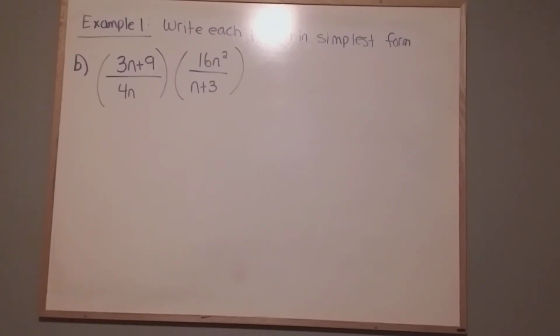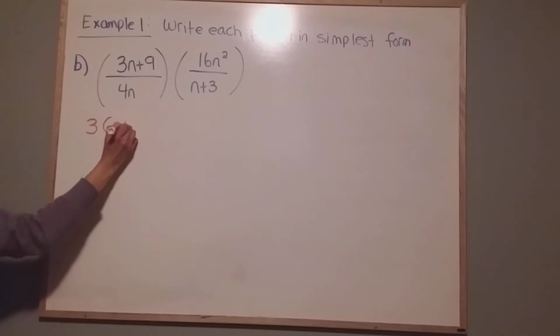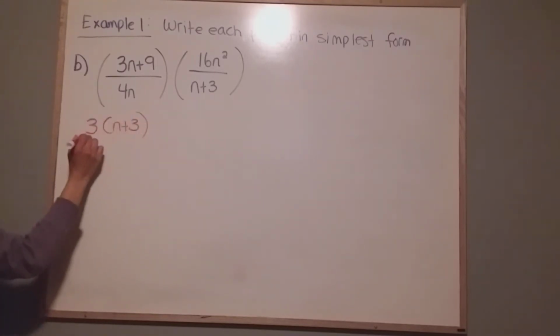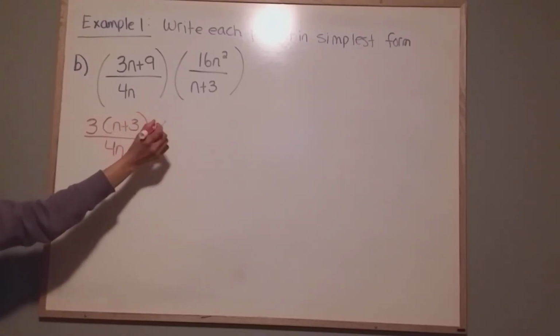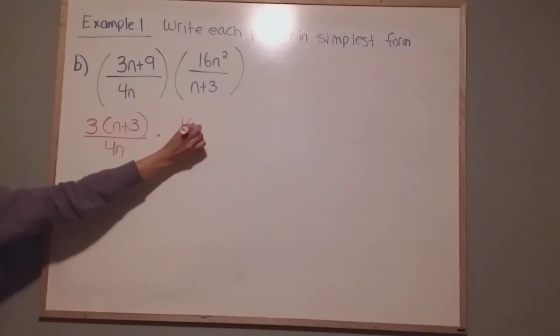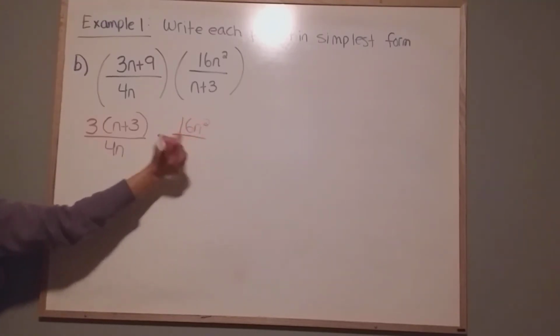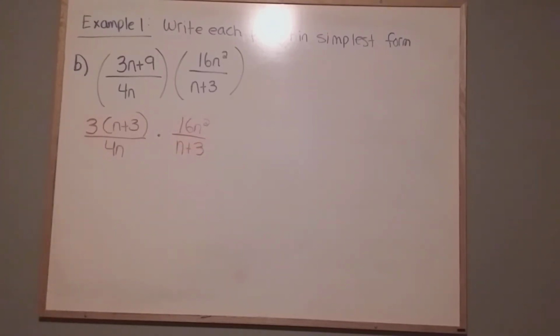Our second example is 3n plus 9 over 4n multiplied by 16n squared over n plus 3. So first step again is to factor numerators. If I look at top, I can factor that by taking out a GCF, which is 3, which leaves me with n plus 3. The 4n is already factored, I can't do anything, so that stays as a 4n. Okay, that's my first bracket. And put a little dot for multiplying. 16n squared, I can't factor anything, so that stays as 16n squared. And then n plus 3 is also factored, so it stays as n plus 3.